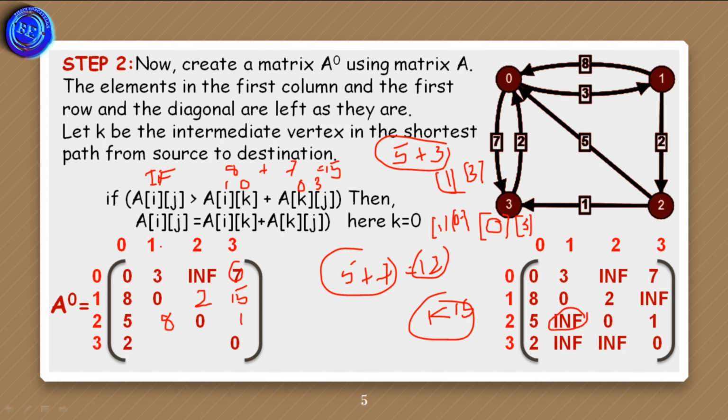Next 3 to 1. So first it will calculate the cost of 3 to 0. Its cost is 2. And from 0 to 1 its value is 3. So 2 plus 3, its value is 5. It is updated here. And next coming to 3 to 2. From 3 to 0 its value is 2 plus, and from 0 to 2 its value is infinite. The cost of the third row, second column is infinite and the calculated value is also infinite. So here we are going to represent the infinite value as it is.